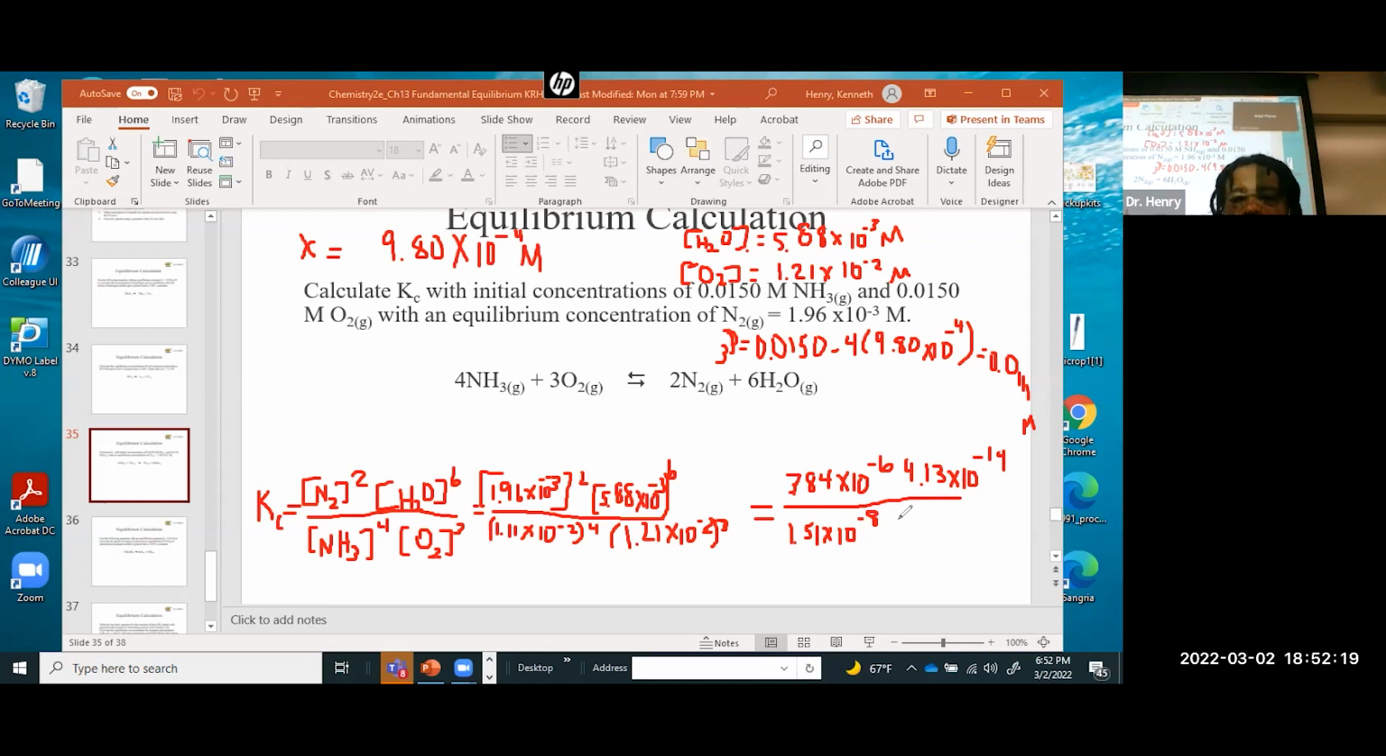And then we're going to have 1.21 to the minus 2, and that's going to be to the third power, so it's going to be cubed. So we get 1.77 times 10 to the minus 6.